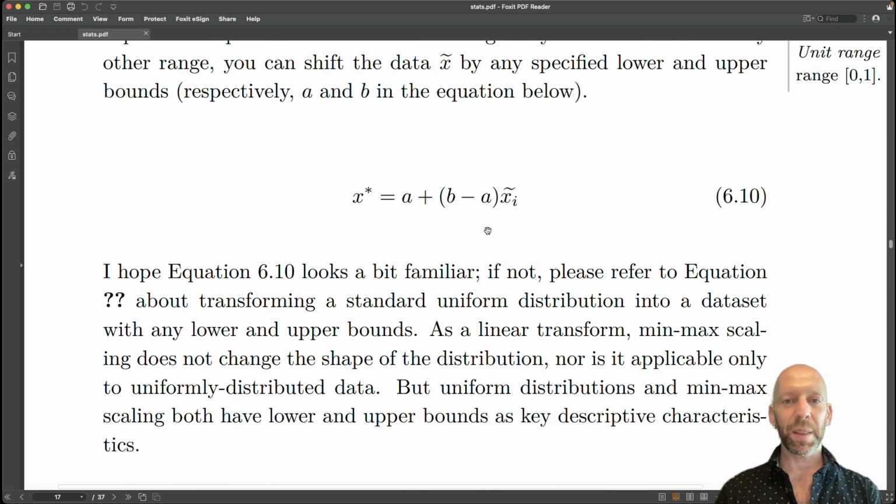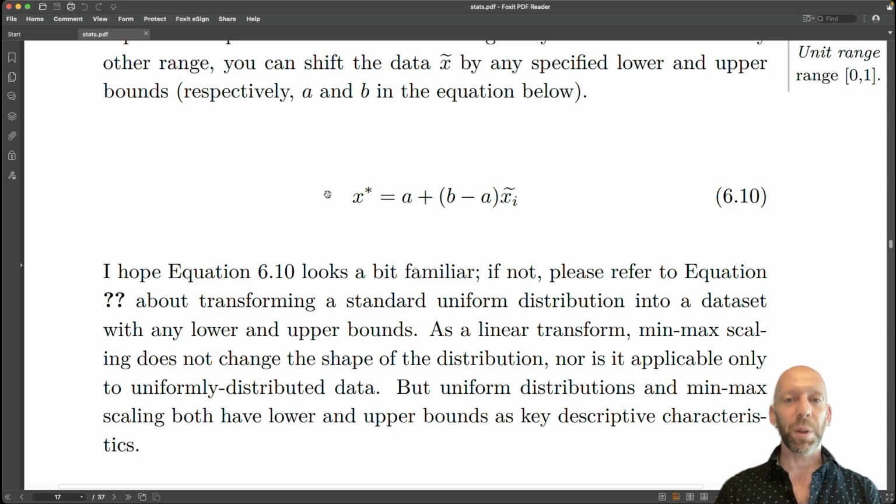Then we have equation 6.10, and this will transform a data set from a range of 0 to 1 to a range from A to B. So after you apply this formula, you will get any numerical range that you want, any lower boundary A and any upper boundary B.